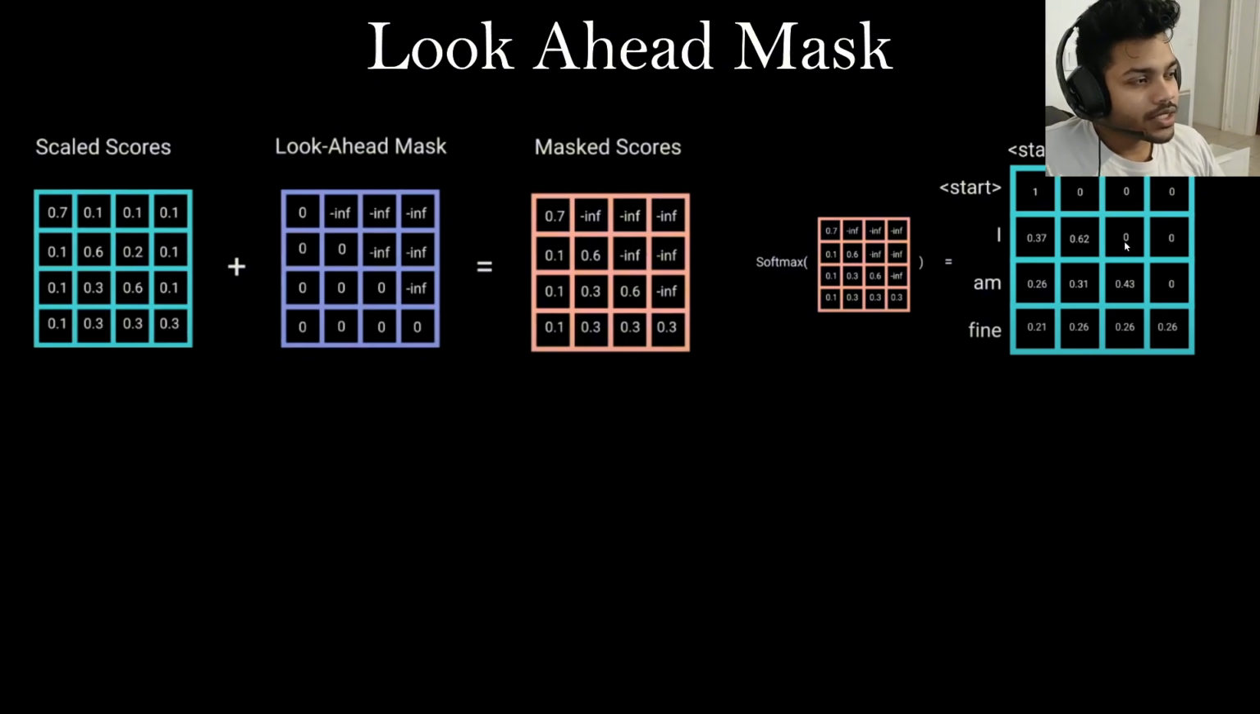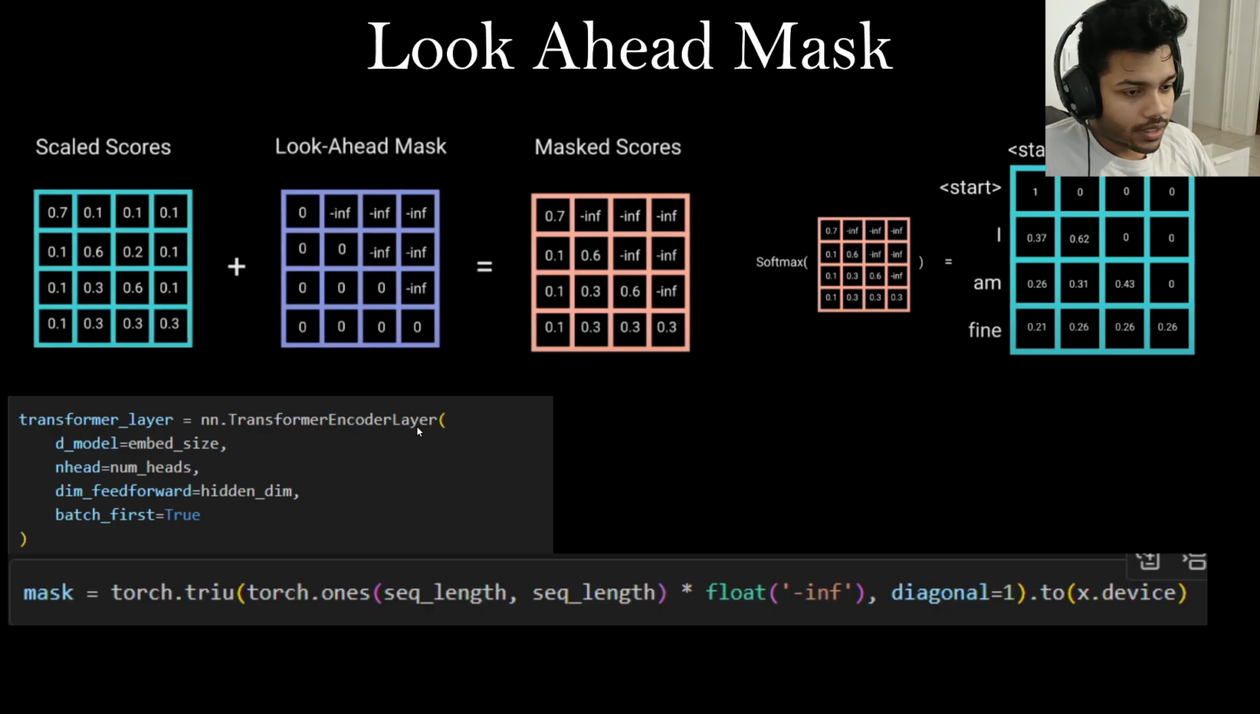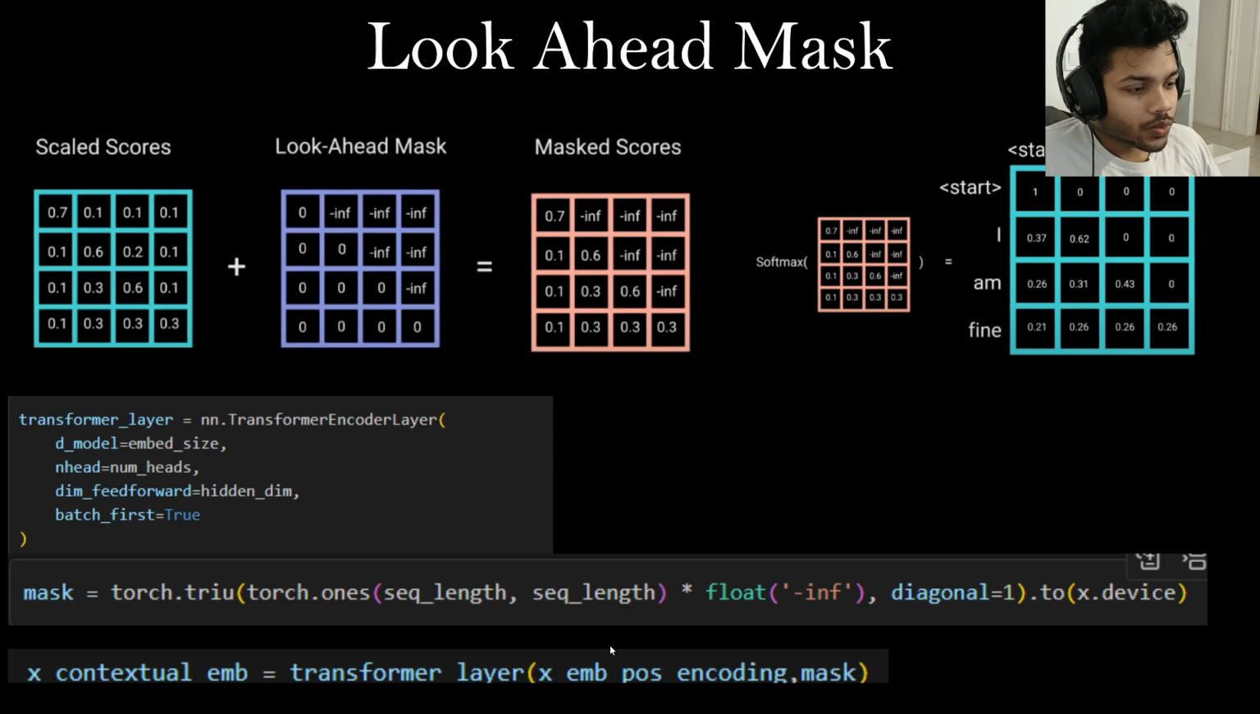And this mask we have to pass to the transformer model. How do we do that? This is the mask we got: a triangular mask, basically this look ahead mask, and it has the shape sequence length cross sequence length. Next, when we pass the embedding vector with positional encoding, we also pass this mask, so that during the training, information leakage doesn't happen between the words.